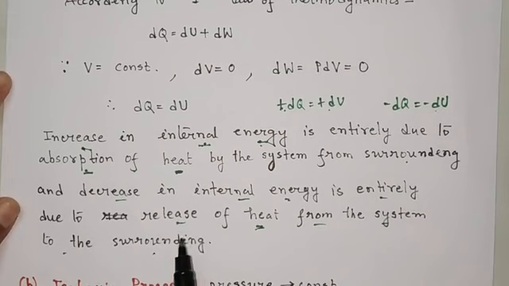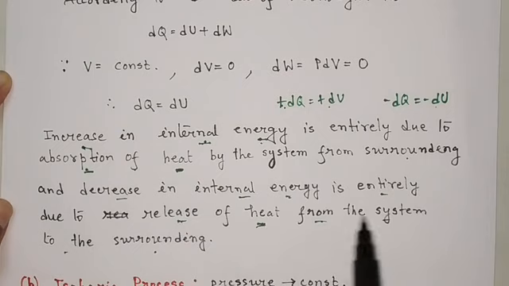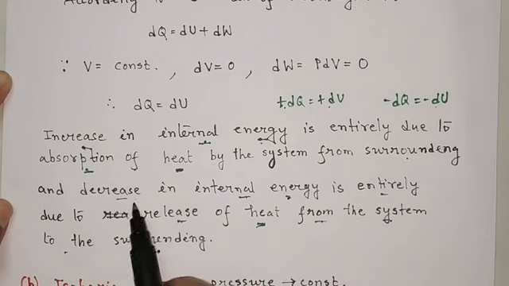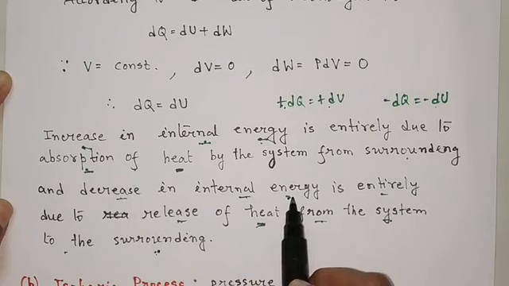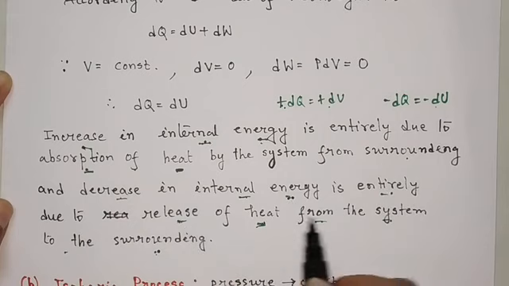So for the isochoric process, if there is release of heat from the system to the surrounding, it will result in a decrease in internal energy. Or you can say the decrease in internal energy for the isochoric process is entirely due to release of heat from the system into the surrounding.